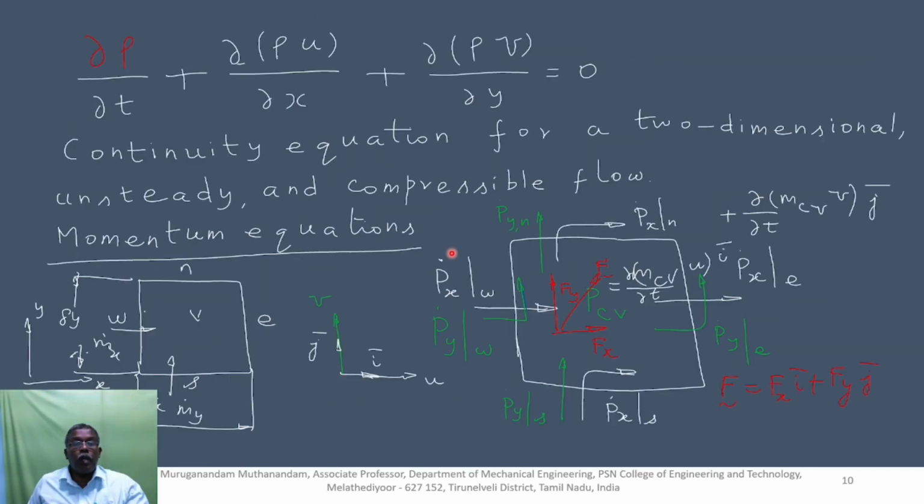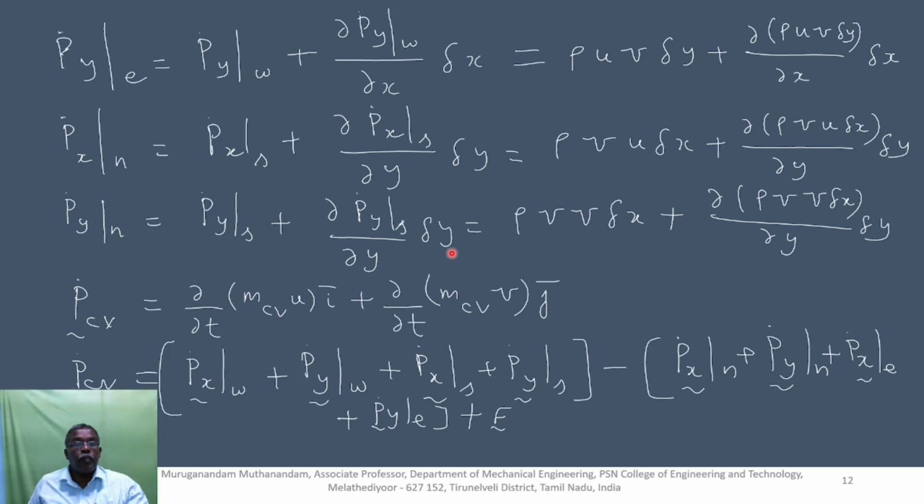Hence, using this law of conservation of momentum, P dot CV, that is the time rate of change of momentum of the control volume with respect to time, inside the control volume. This is a vector.